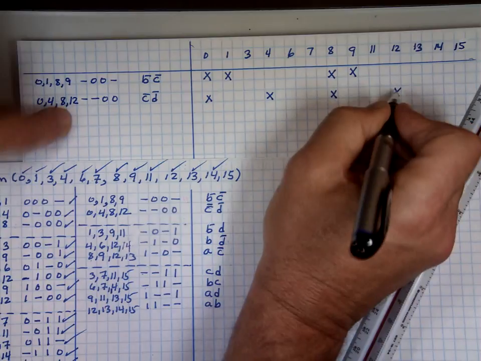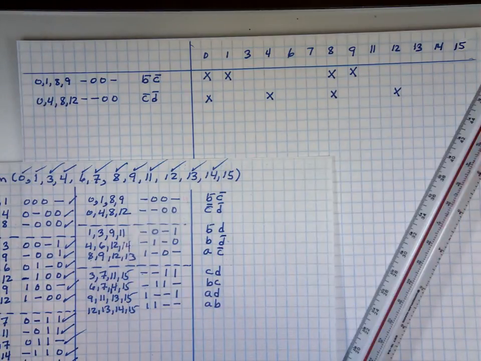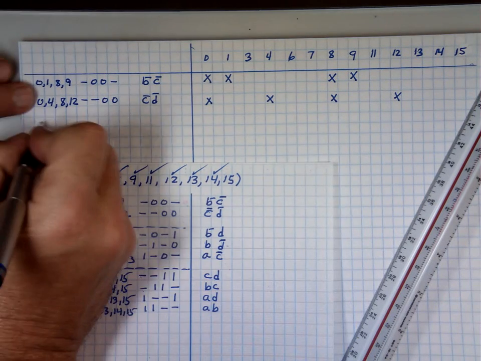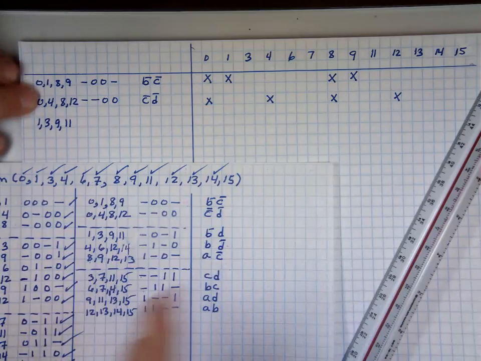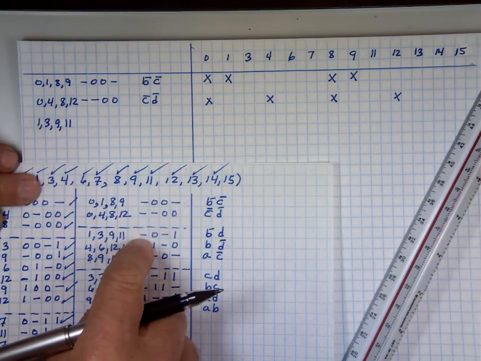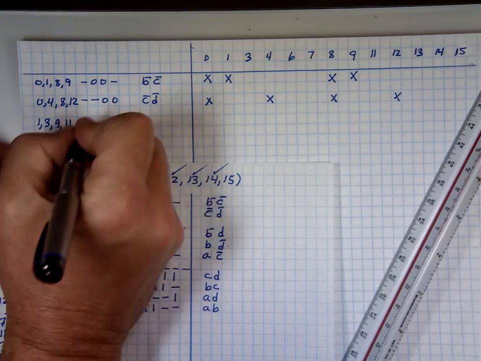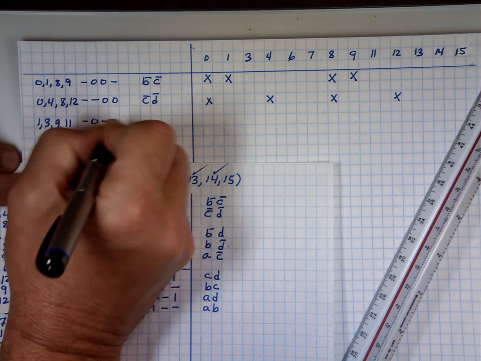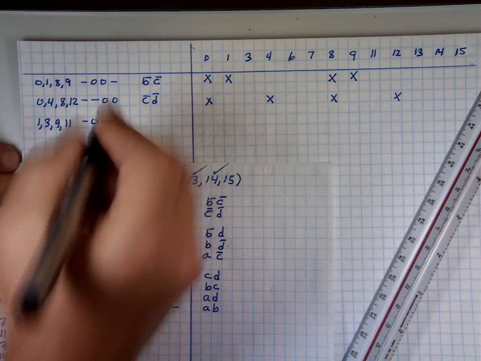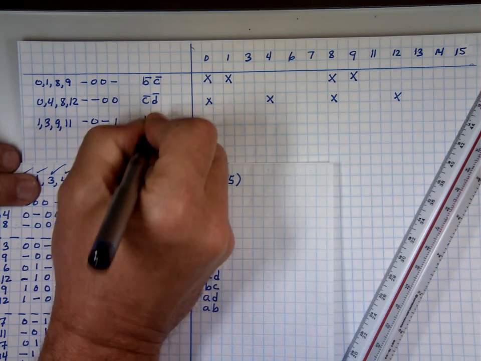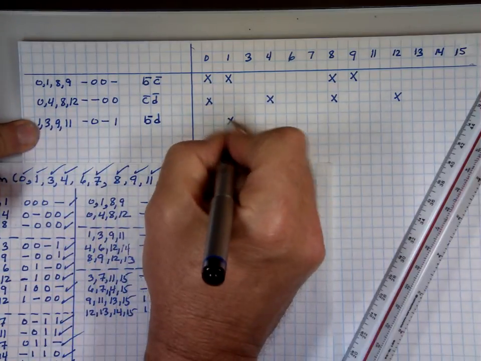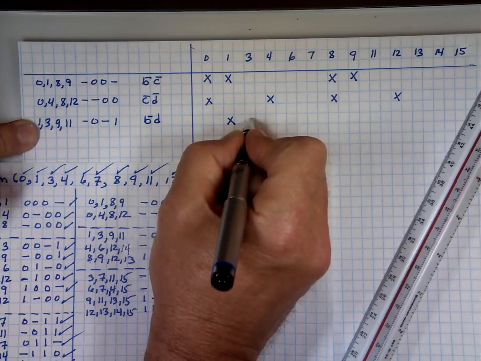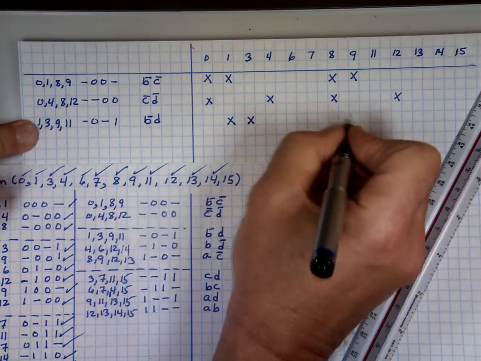Got a few more. 1, 3, 9, 11. That's dash, 0, dash, 1. B bar, D. Box 1, box 3, box 9, and box 11.